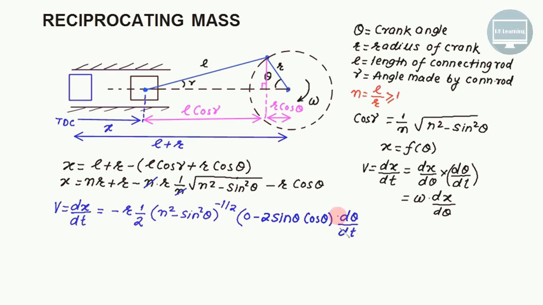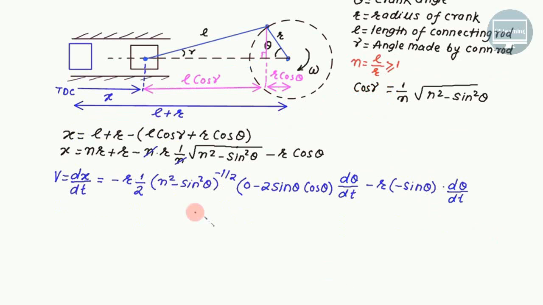Is the first term okay? Now start with the second term. Is it minus r? What is the derivative of cos theta? Minus. Is it again multiplied by d theta by dt? That completes the derivation.